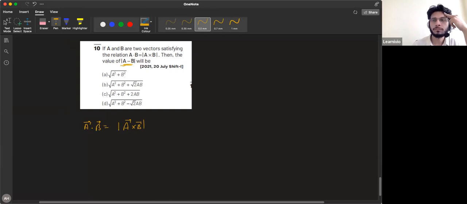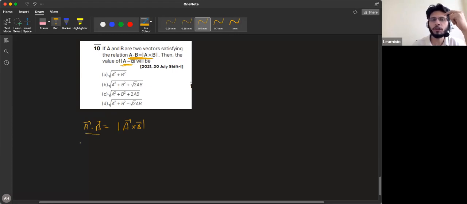Root of A square plus B square minus 2AB cos theta. Yeah, that was A square plus B square minus 2AB cos theta. So A square and B square, A and B are given. Theta is not given. To calculate theta, they gave you this condition: A dot B is equal to mod of A cross B.